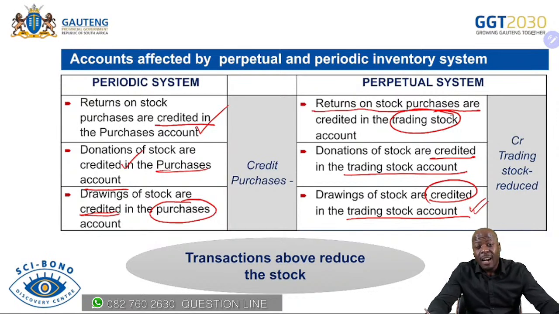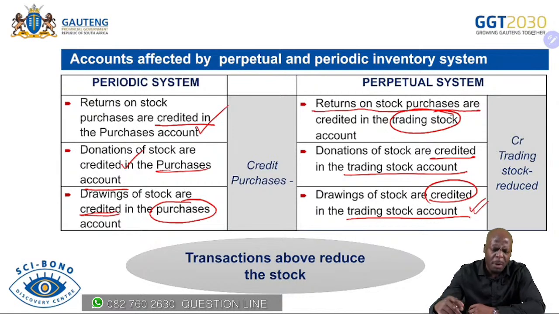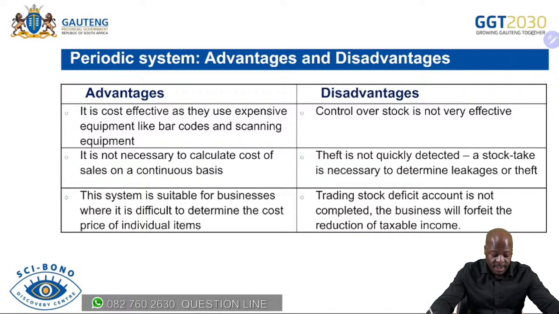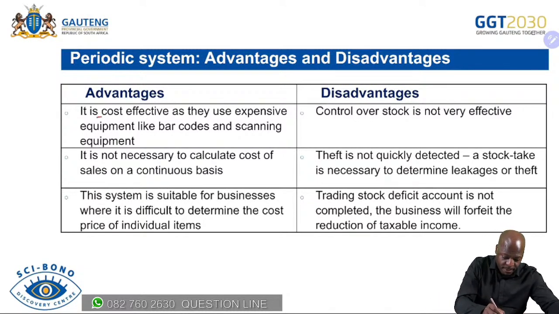Dear learners, I want us to look at the advantages and the disadvantages of these inventory systems. You may be wondering, which method should I use? And why should I use a particular method and not the other method? All right. With the periodic inventory system, the first advantage is that it is cost effective.